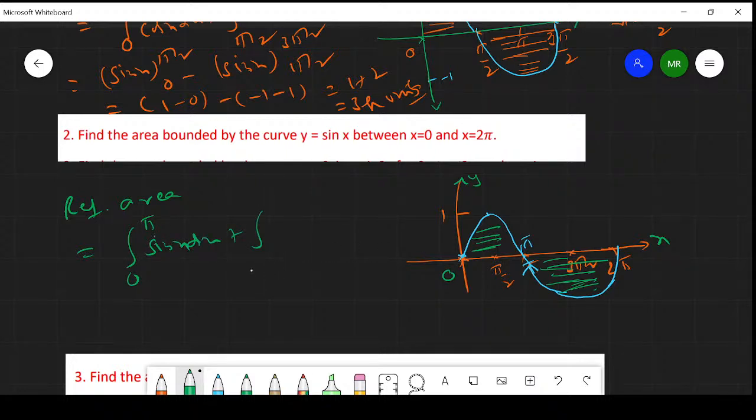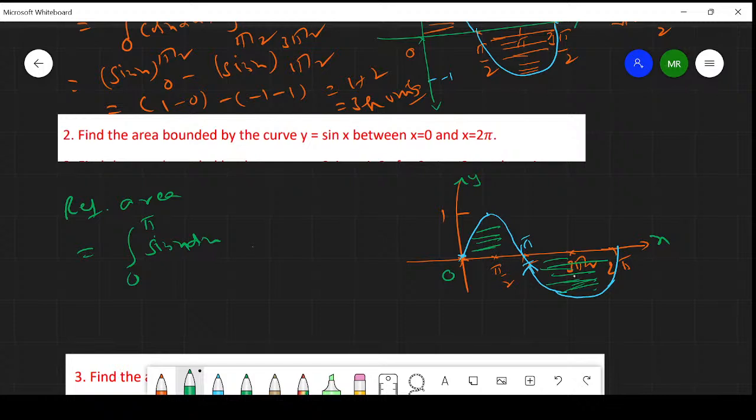Pi to 3 pi, pi to 2 pi. You can consider pi to 2 pi. Otherwise, I can also say this is symmetric with this. Simple, I can write 2 into 0 to 2 pi. Same thing I can write, instead of doing this, because this area is reflected to this area.